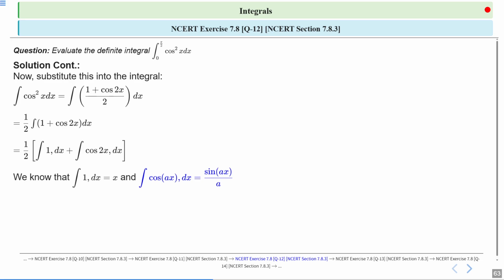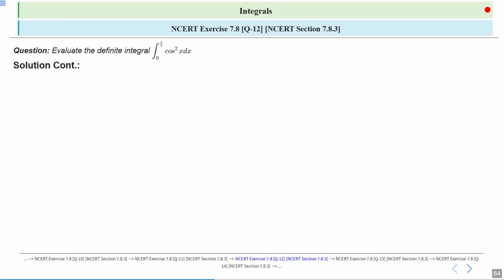So we know that the integration of 1 dx is x and the integration of cos ax dx is sin ax by a. Just apply the formula. We get 1 by 2 times x plus sin 2x by 2. Here the value of a is 2. So the value of the antiderivative is x by 2 plus sin 2x by 4.